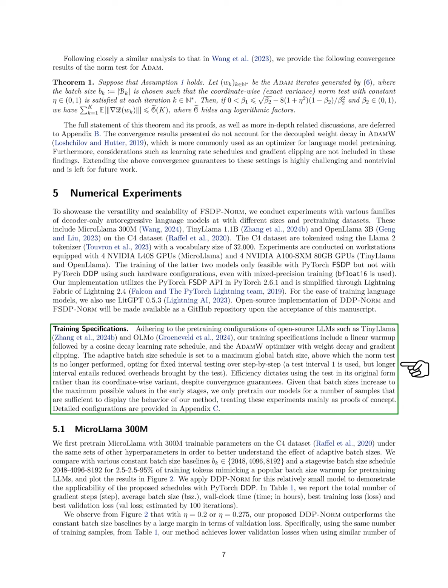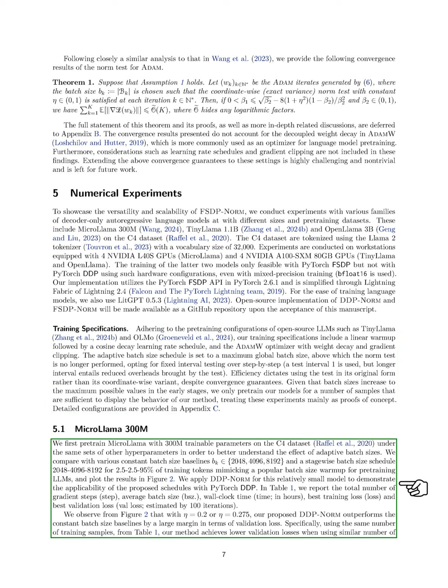More detailed configurations can be found in the experiment details section. For micro-llama with 300 million parameters, we pre-train it on the C4 dataset using the same hyperparameters to analyze the impact of adaptive batch sizes. We compare it against various constant batch size baselines and a stage-wise batch size schedule. Our results, shown in the corresponding figures and tables, indicate that our proposed DDP norm significantly outperforms constant batch size baselines in terms of validation loss.